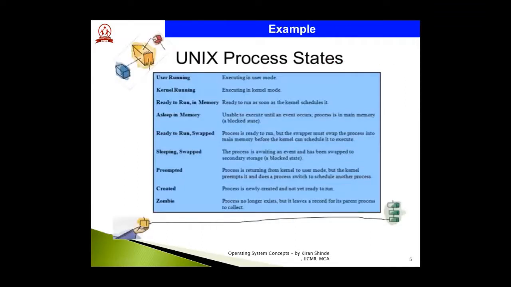Now, this is an example of the process states of the Unix operating system. You can see that user running is executing in the user mode, and kernel running is executing in the kernel mode. So there are two modes exhibited in these process states, a user mode and a kernel mode, which is also called a system mode. Then we can see that in Unix also there are various states the process goes through, such as ready state, sleep in memory state, ready to run, swap state, sleeping state, preempted, created, and zombie state. So as per the operating system, there are various states a process goes through.